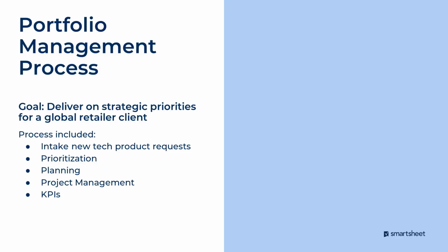The overall objective was to deliver on our strategic priorities. Through this, we needed to understand our step-by-step process, such as intake for new products, projects, and various items into our portfolio. We need to be able to prioritize the portfolio, leverage both those pieces to do planning on the portfolio, and then from there, manage those projects.